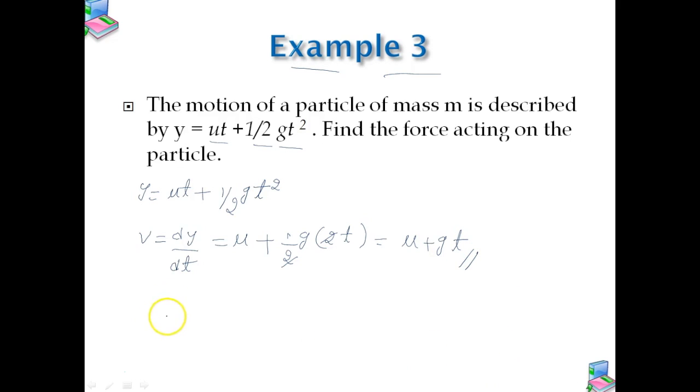We already know that the force F is equal to ma. In this particular case, the acceleration is nothing but the acceleration due to gravity.